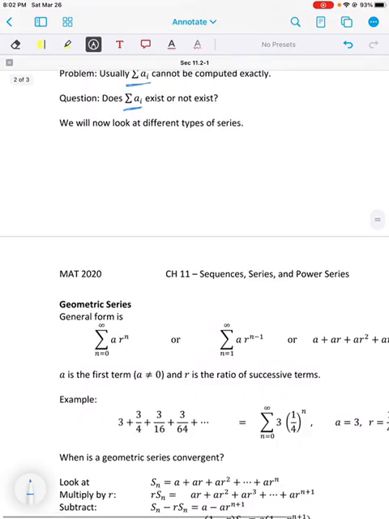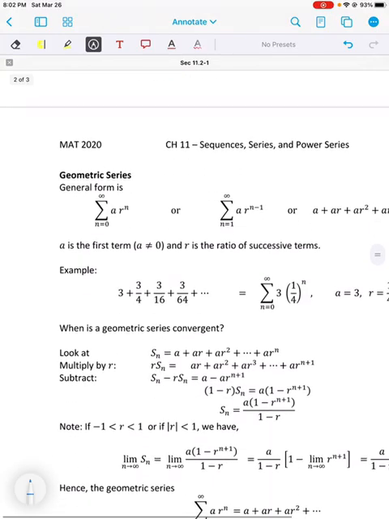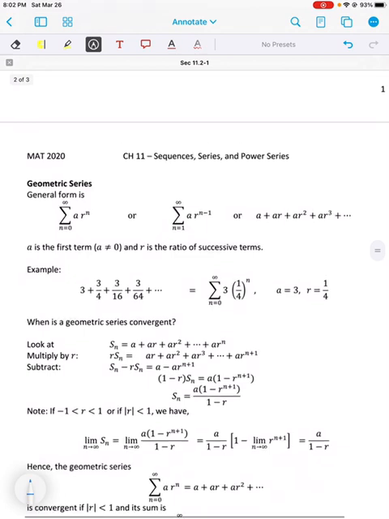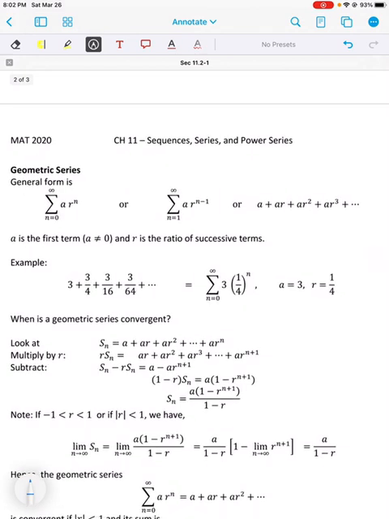So the first one is the geometric series. Maybe you are familiar with this. You might have seen it somewhere before in your high school. If not, that is fine.